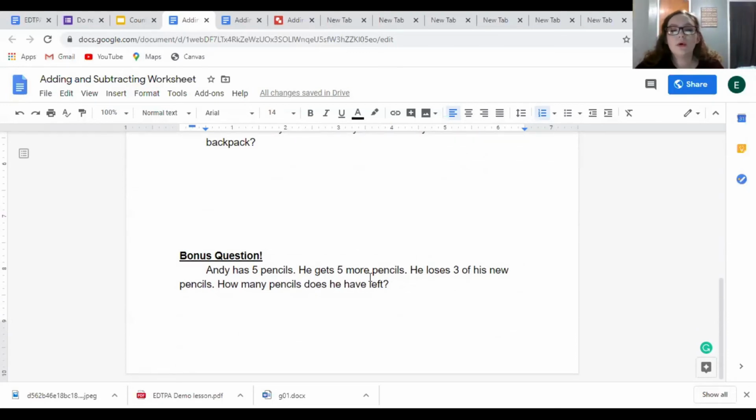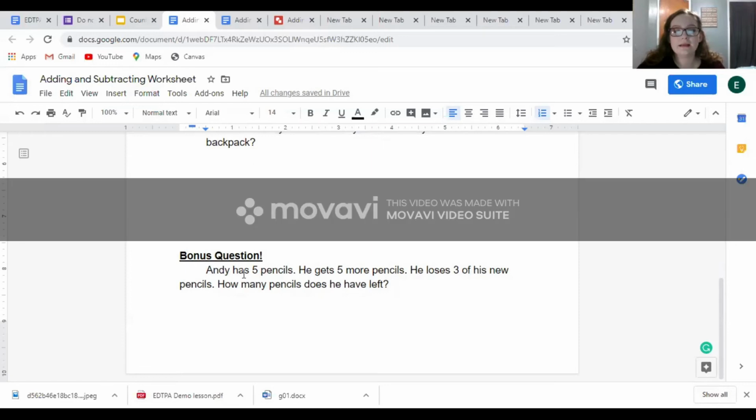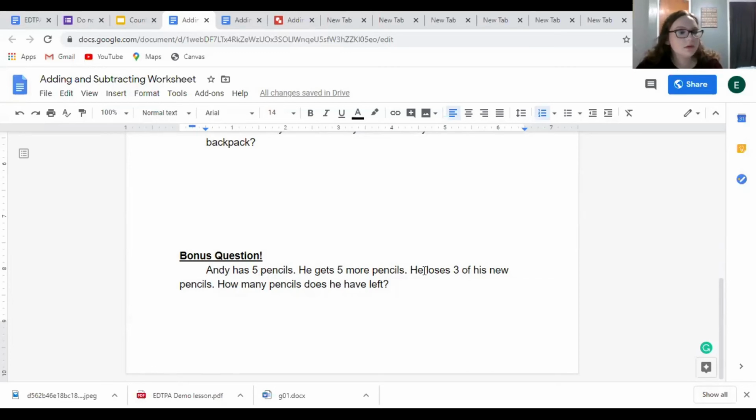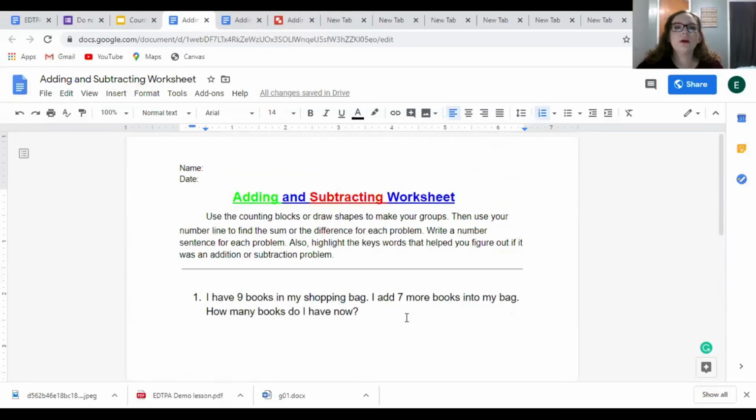And so the bonus question is going to be tricky, but I want all of you guys to work in your groups to figure it out, because as a group you can figure it out. So it's going to be, Andy has 5 pencils. He gets 5 more pencils. I want you to find how many pencils he has then. But he loses 3 of those new pencils. How many pencils does he have left? So I want you guys to do this in your group work.